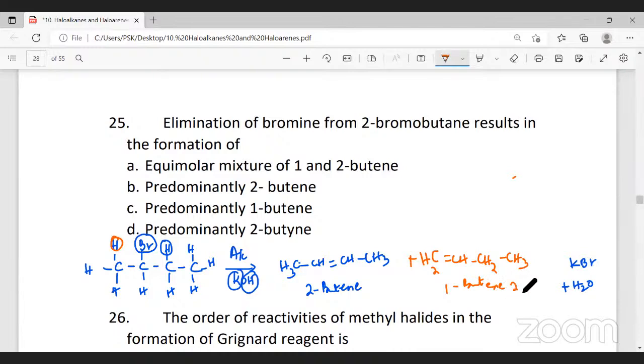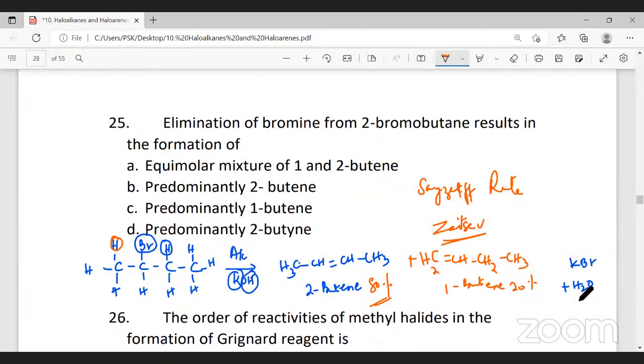Now 1-butene formed is 20% and 2-butene formed is 80%, because of something called Zaitsev's rule. Zaitsev, ZAITSEV, Zaitsev's rule. He's a Russian scientist.